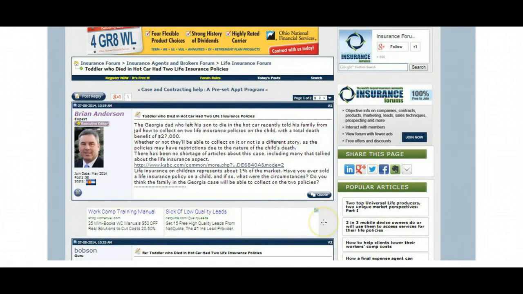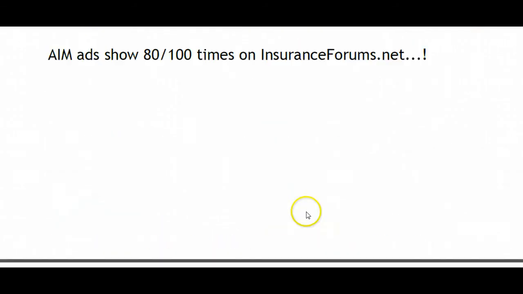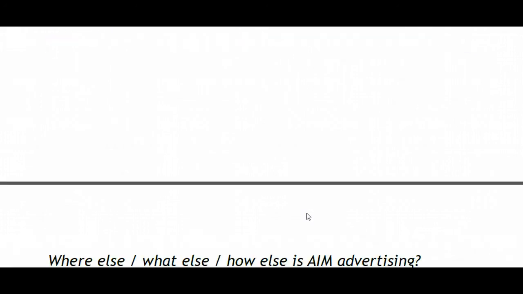Whether they are paying for their ads to show 80 out of 100 times, or whether Google is paying essentially and just charging them on a pay-per-click basis, it doesn't really matter. The fact is their ads are showing 80 out of 100 times. So what that means is ads are pretty cheap to show on insurance forums. Okay? So we're going to move on.